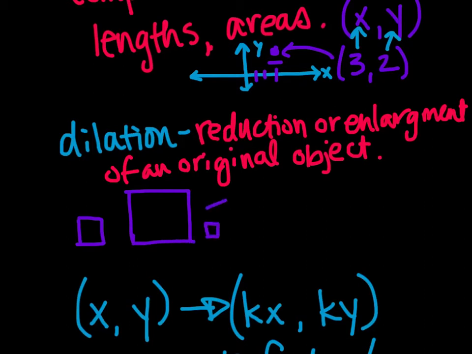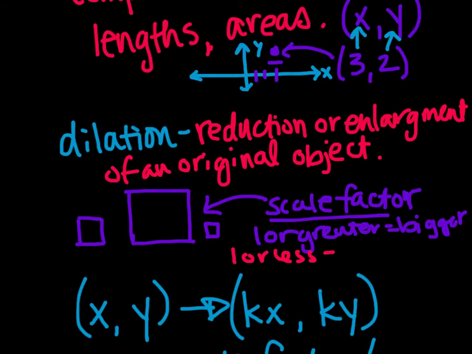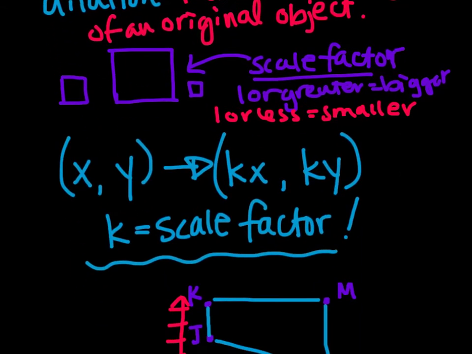And dilation is all based off of what's called scale factor. We will talk about that in the next video, but I know you've heard that in 7th grade. So scale factor tells us whether we need to go bigger or smaller. If our scale factor is 1 or greater, then it's going to become bigger. If it's less than 1, then it will be smaller. So that's kind of fun. Let's go on and start a little bit of this.